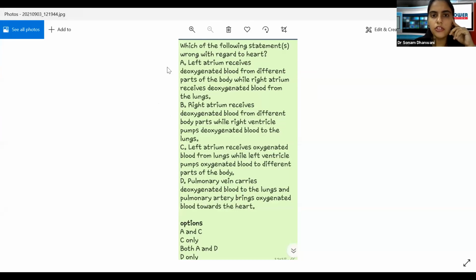Yes. Okay, which of the following statements is wrong with regard to the heart? Left atrium receives deoxygenated blood from different parts of the body, while right atrium receives deoxygenated blood from the lungs. And here it says pulmonary vein carries deoxygenated blood to the lungs and pulmonary artery brings oxygenated blood towards the heart. Now, if you just keep reading these statements, you all are going to get confused.